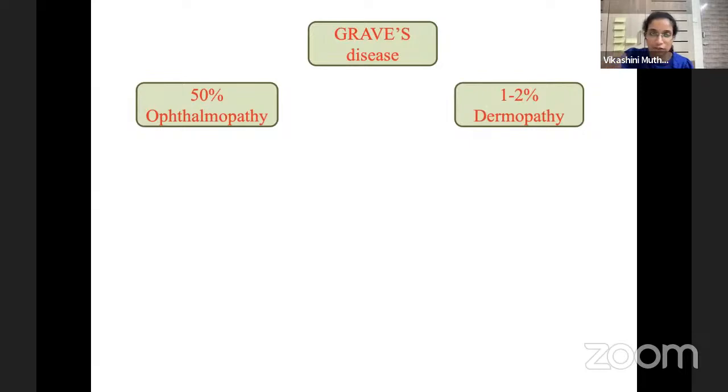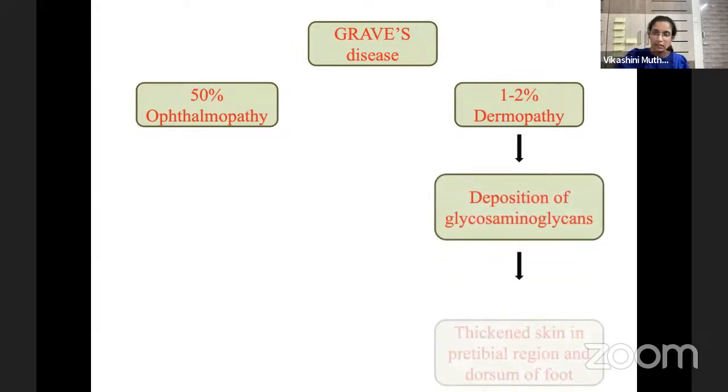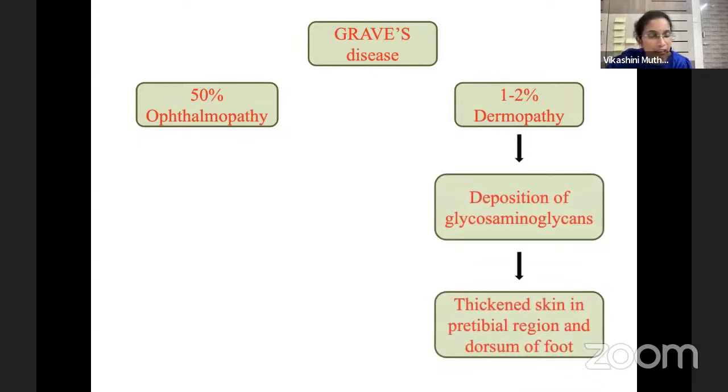So, in Graves' disease, about 50% of the patients will be having ophthalmopathy, and 1 or 2% will have dermopathy, and that is because of the deposition of GAGs that causes the thickened skin in the pretibial region. Like it causes pretibial myxedema, and also over the dorsum of foot there will be thickened skin. But this is the reason for dermopathy. What is the reason for this ophthalmopathy? What is Graves' disease? It is an autoimmune disease with antibodies against TSH receptor.